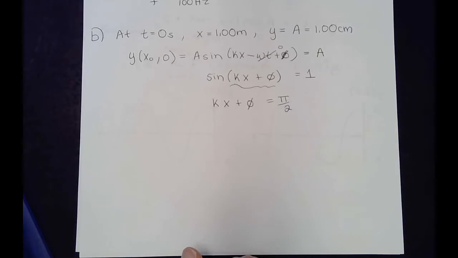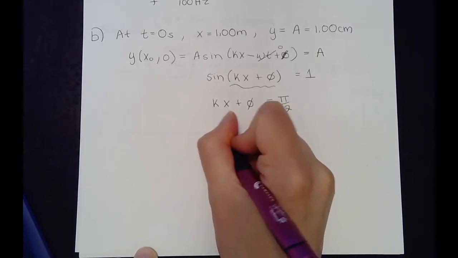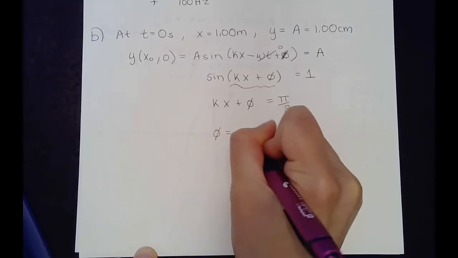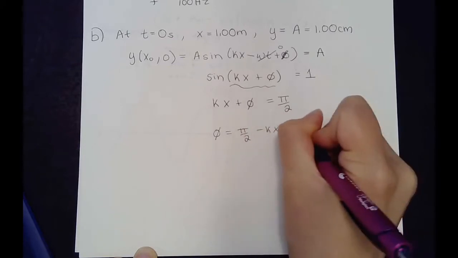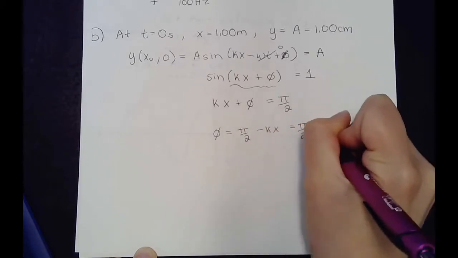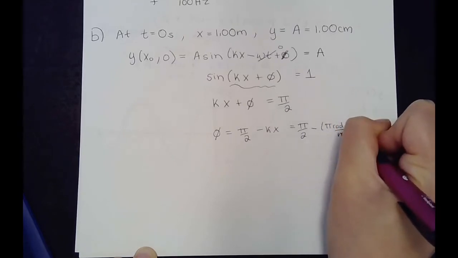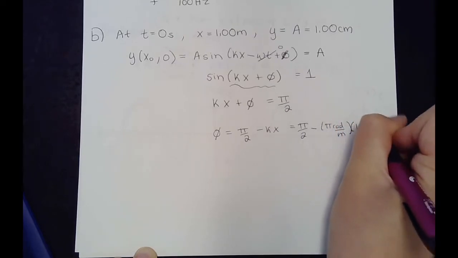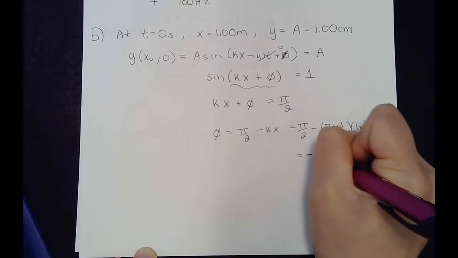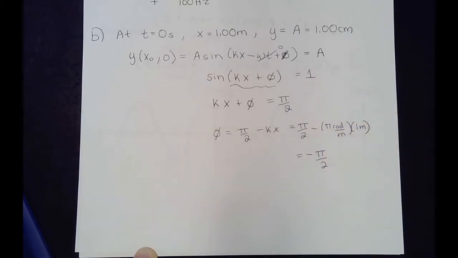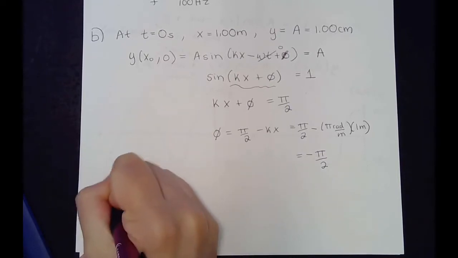And then we can solve for phi, so phi will be pi over 2 minus kx, and this is pi over 2 minus pi, which was k, times 1 meter. So we get negative pi over 2 radians for the phase constant. And then with that, we can just write out the full wave function.